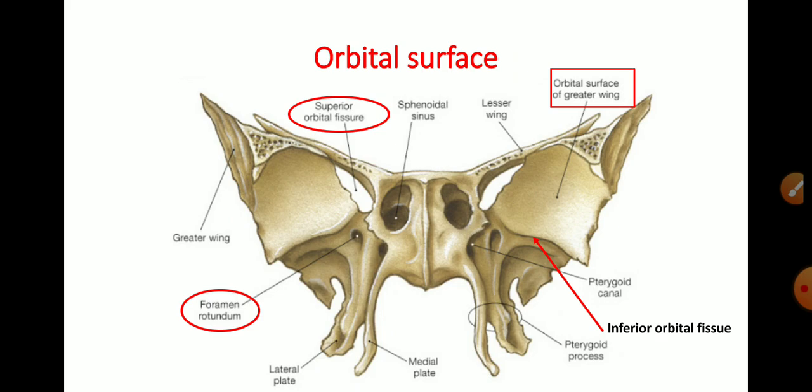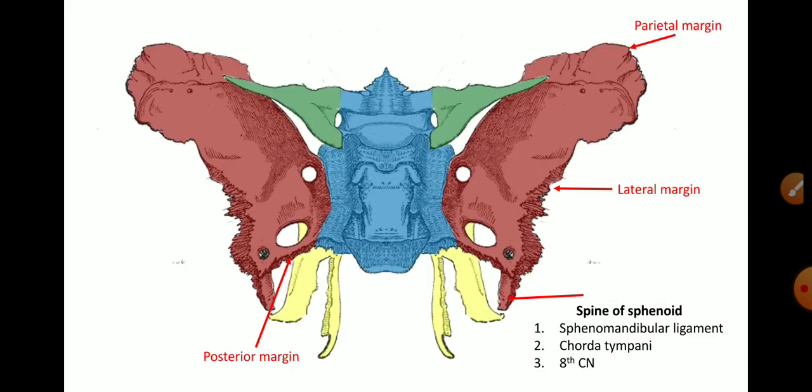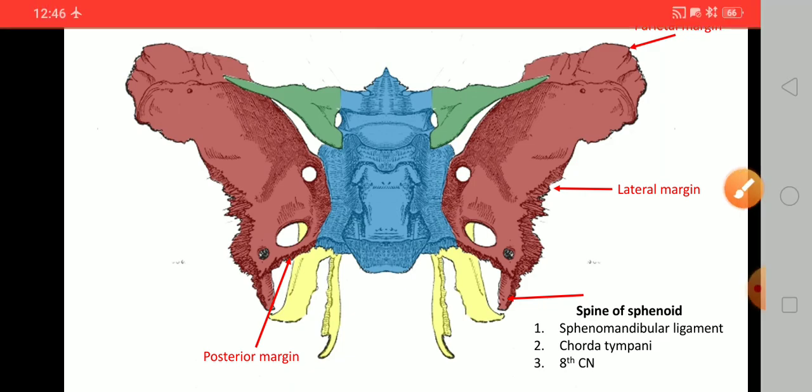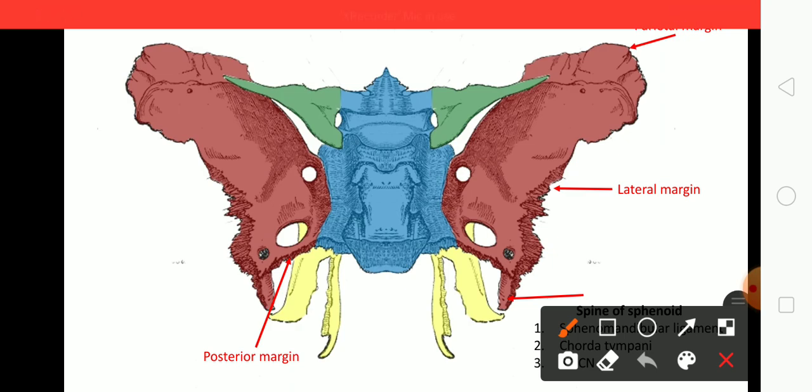Now about the margins. You can see the margins in this figure. There is a parietal margin that is at the tip of the greater wing. Then there is a posterior margin. Posterior margin extends from the body of sphenoid to its spine. That is the posterior margin.